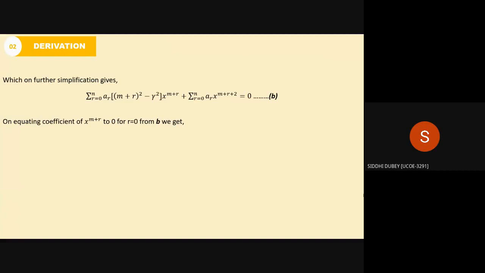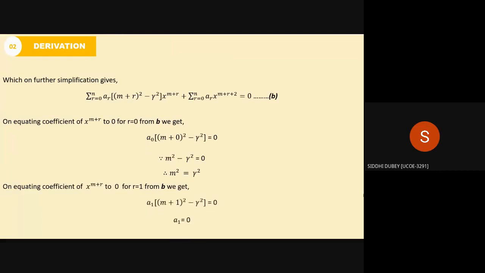On equating the coefficient of x raised to m to 0, we get m square equal to lambda square. We can also write it as m equal to lambda. And on equating the coefficient of x raised to m plus r to 0 for r equal to 1 from B, we get a1 times ((m plus 1) square minus lambda square) equal to 0. That is, a1 equal to 0.